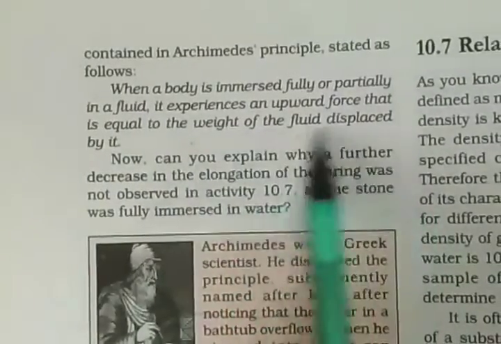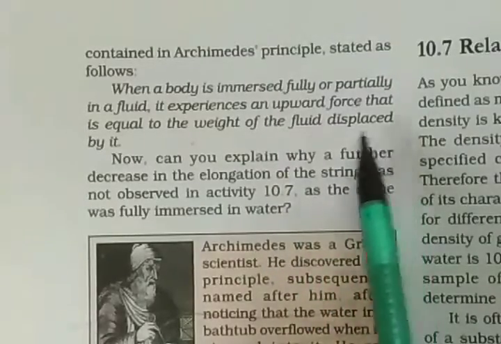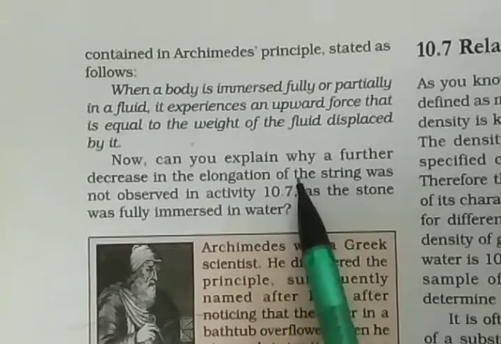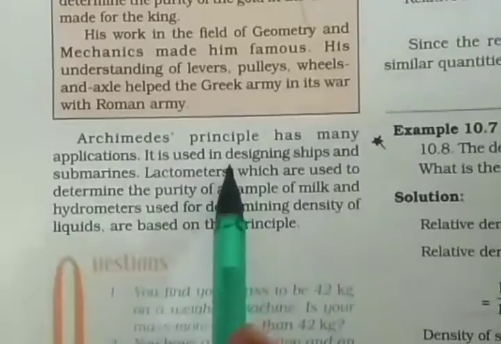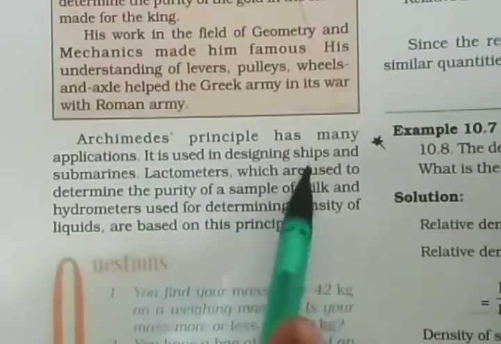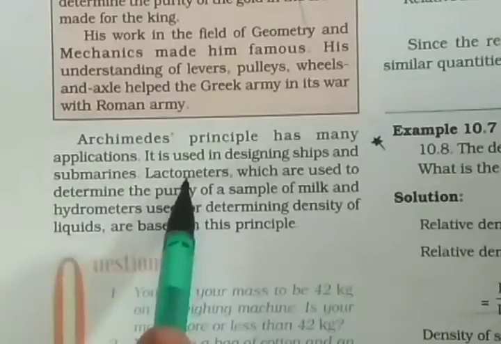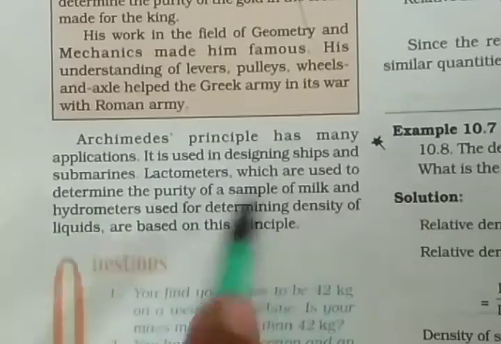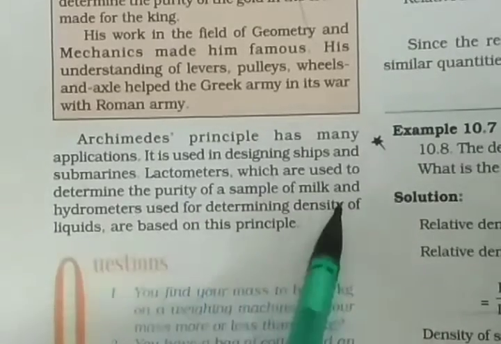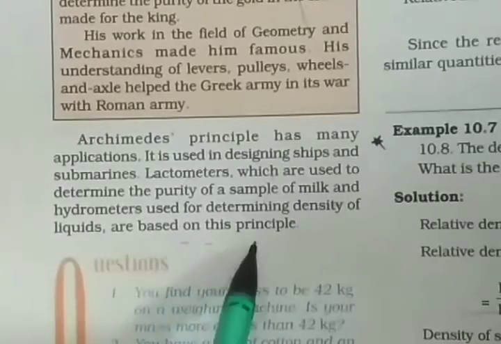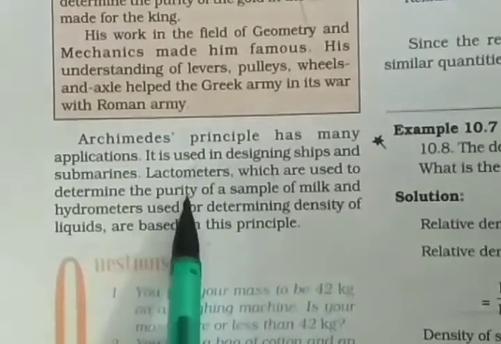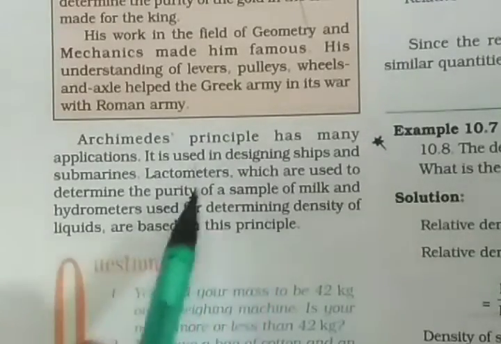So you can say that the weight of the fluid displaced is equal to the weight of the body which is immersed in water or any fluid. Archimedes principle has many applications. It is used in designing ships and submarines. Lactometers, which are used to determine the purity of a sample of milk, and hydrometers used for determining the density of liquids, are all based on this principle on which we had observed that activity, right? It is on the same principle, Archimedes principle. With this, many ships were designed.